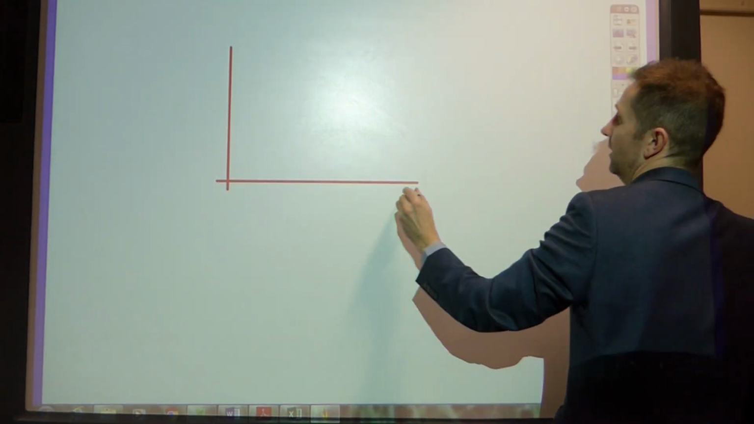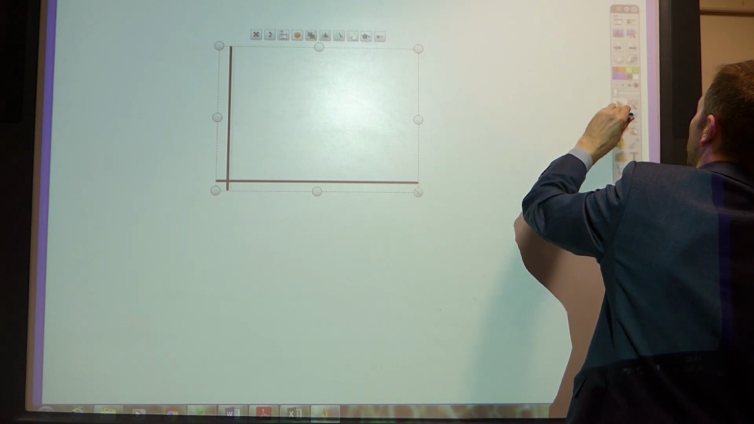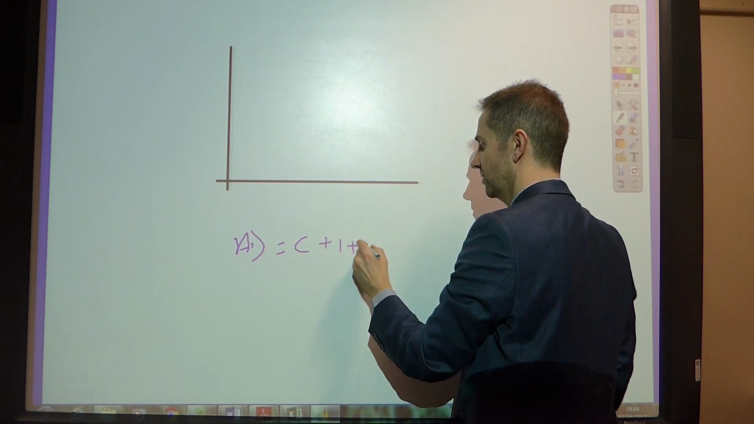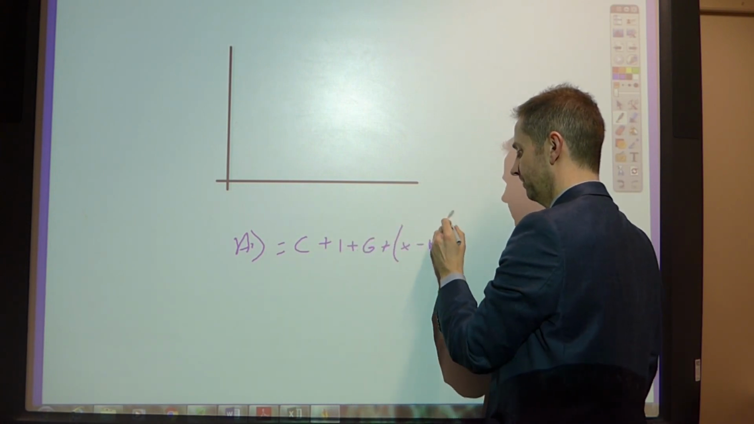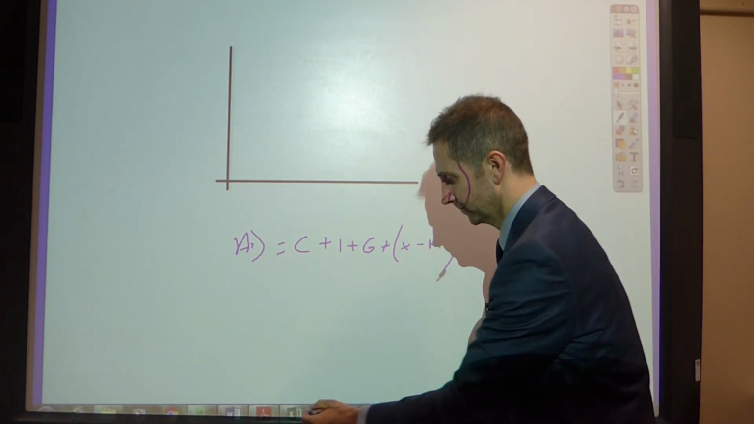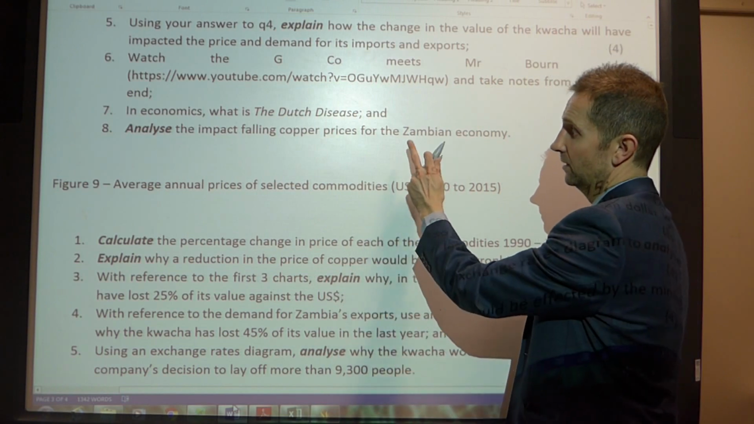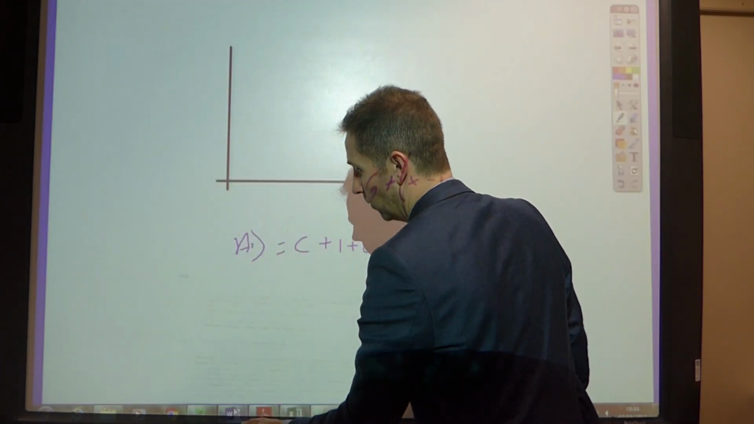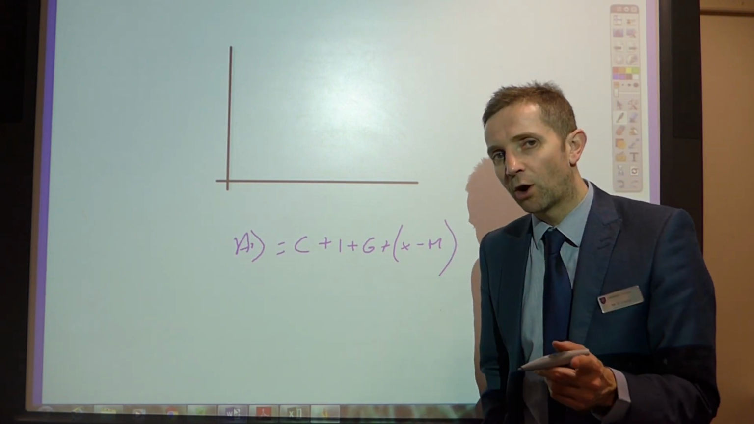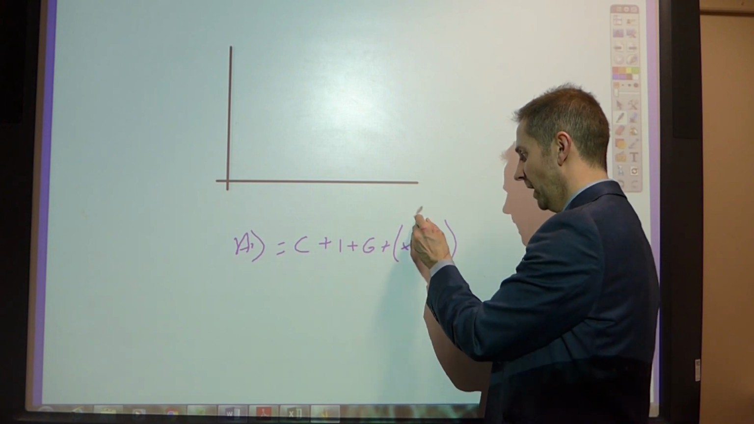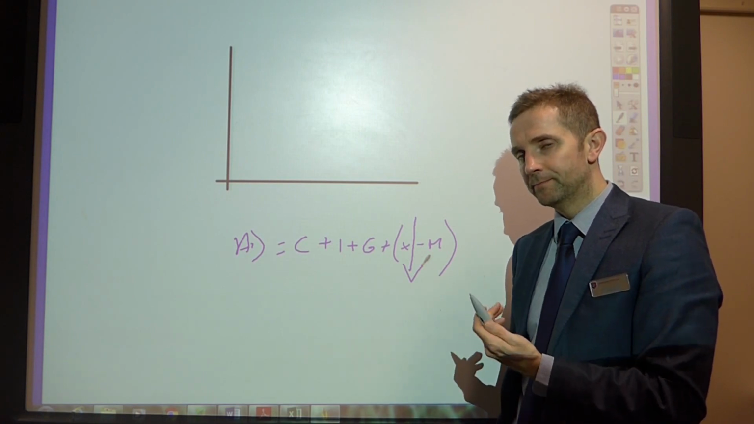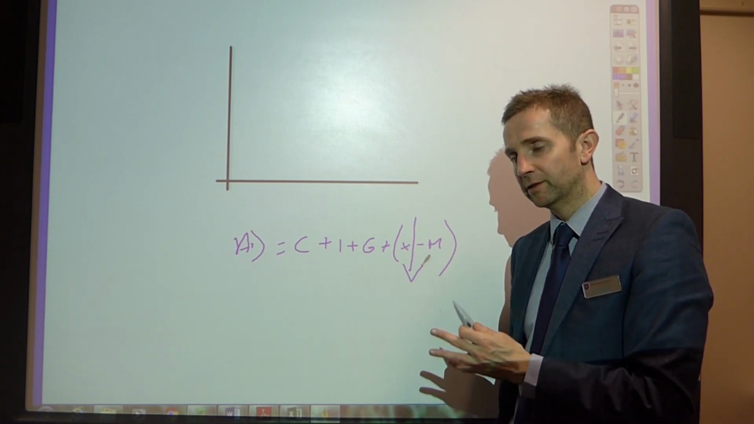Because, ladies and gents, let us not forget that AD is C plus I plus G plus X minus M. Now, if we flick back to the question, falling copper prices, why are we getting falling copper prices? Because of falling demand. What is copper to the Zambians? It's their export. So exports will be falling.